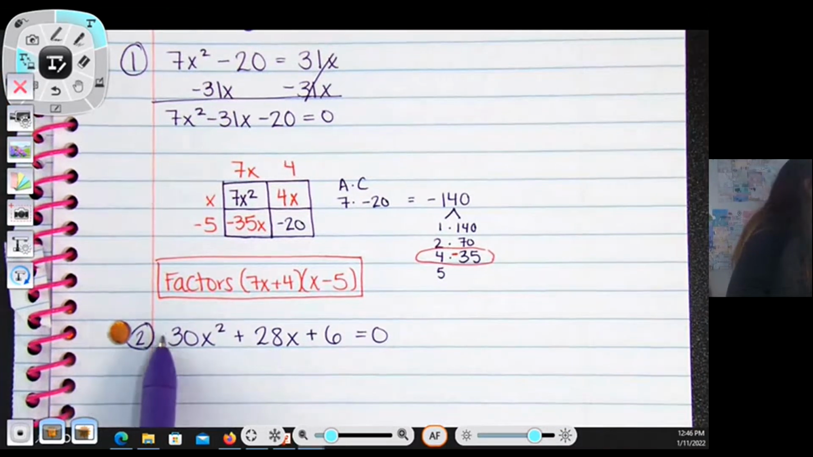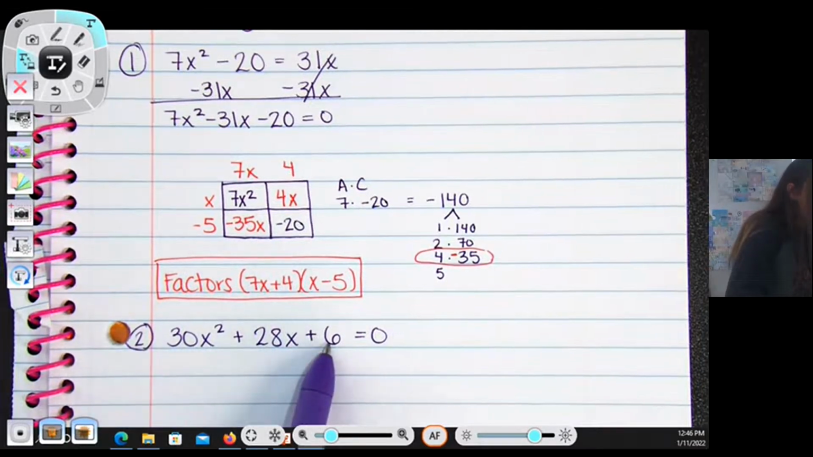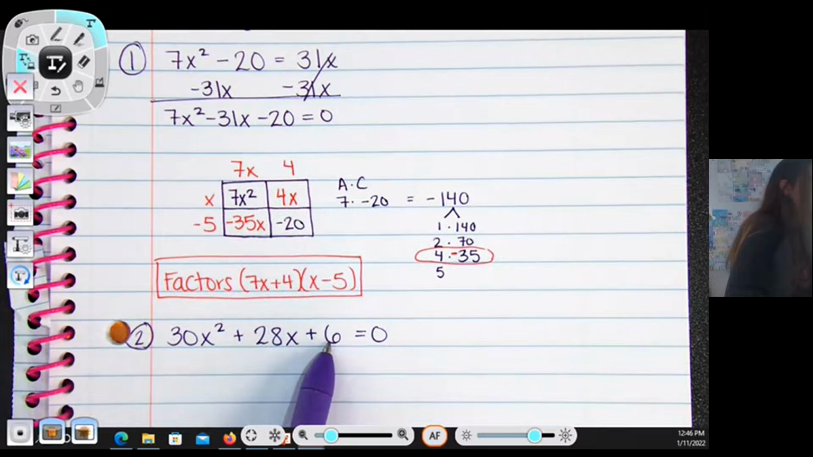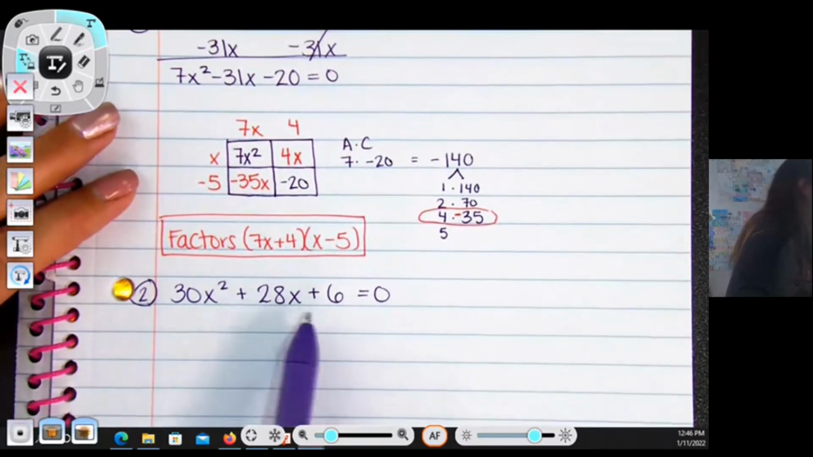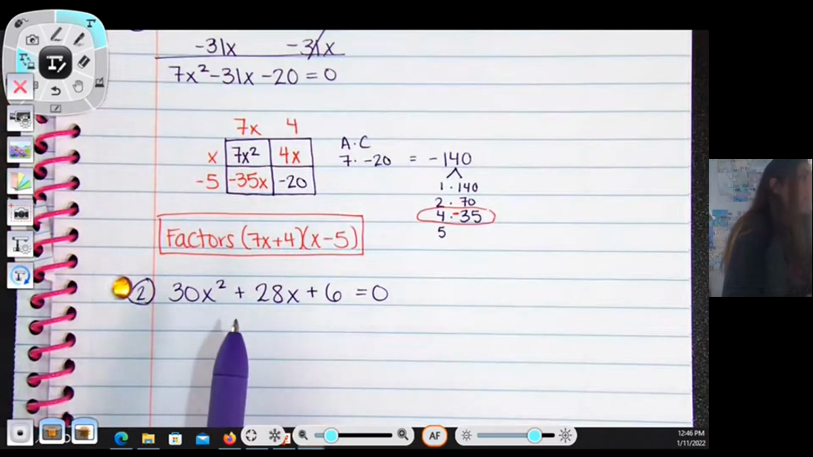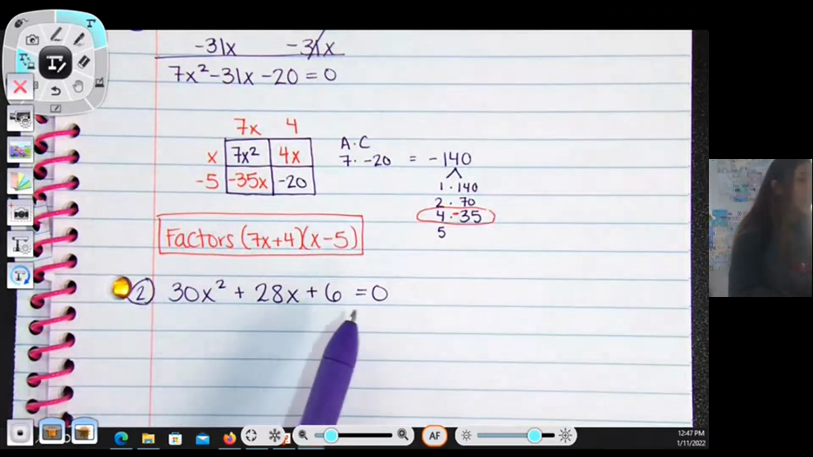So right now, my A value is 30. 30 is not going to go into 28. 30 is not going to go into 6, right? These numbers are pretty big, so that should be like a red flag going off. You don't want to deal with that. 6 goes into 30, but 30 does not go into 6.